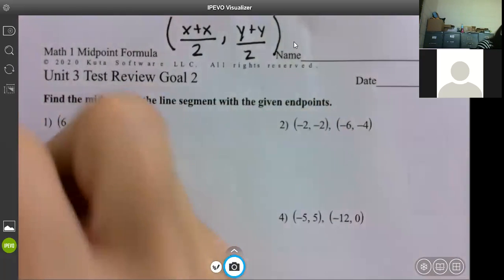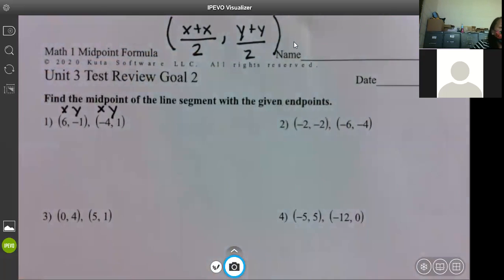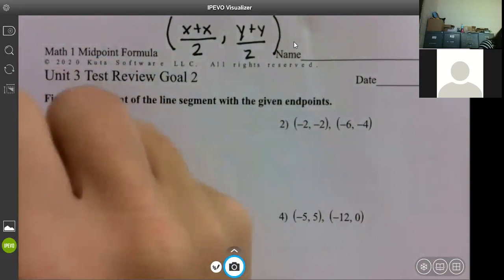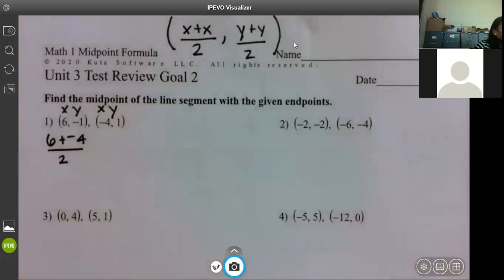So we're going to find the midpoint. Remember, these are your x's and your y's. You take your 2 x's, which are 6 and -4, and you add them together and divide it by 2. What is 6 plus -4?